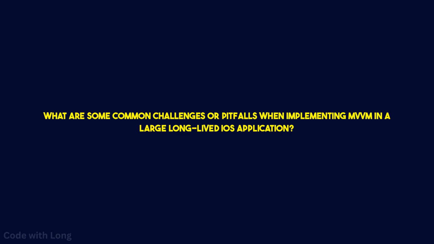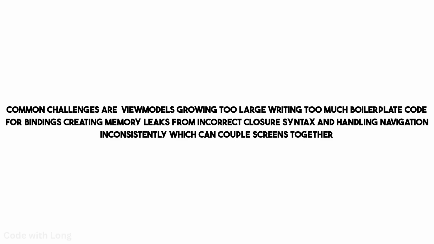What are some common challenges or pitfalls when implementing MVVM in a large, long-lived iOS application? Common challenges are view models growing too large, writing too much boilerplate code for bindings, creating memory leaks from incorrect closure syntax, and handling navigation inconsistently, which can couple screens together.